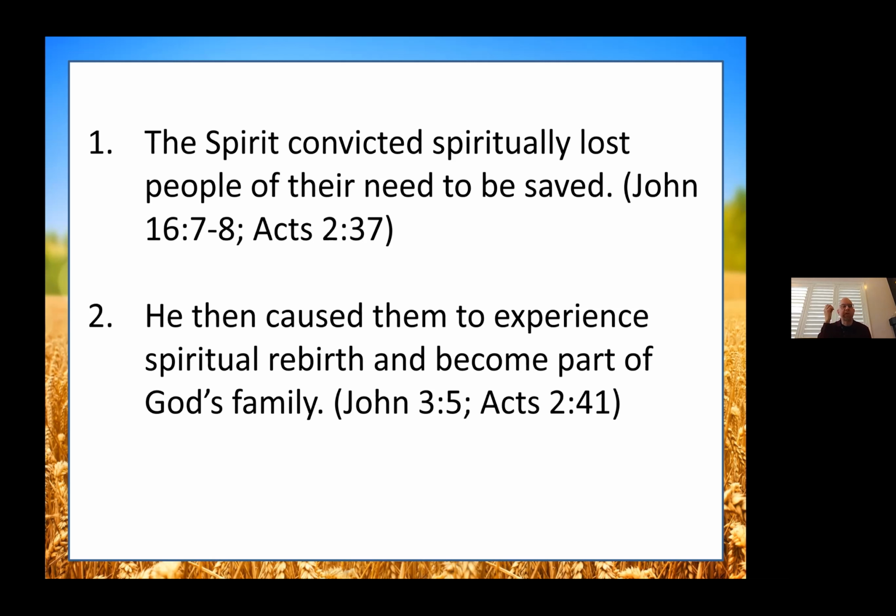So first of all, they were convicted by the Spirit. They received the word. In other words, they believed that it was true. And they asked for that forgiveness. They received the Holy Spirit as well. And as an act of obedience, they were baptized and brought into the church fellowship.